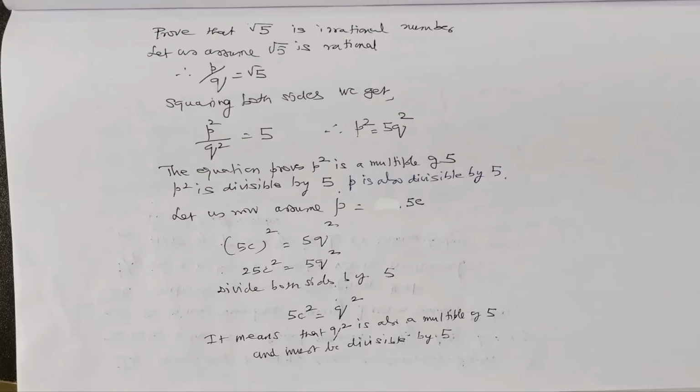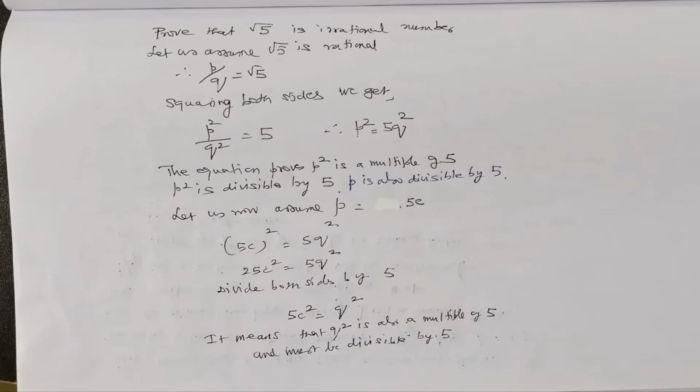The equation proves p squared is a multiple of 5. p squared is divisible by 5, therefore p is also divisible by 5. Let us now assume p = 5c. Then substituting the p value in p squared = 5q squared, we get 25c squared = 5q squared.